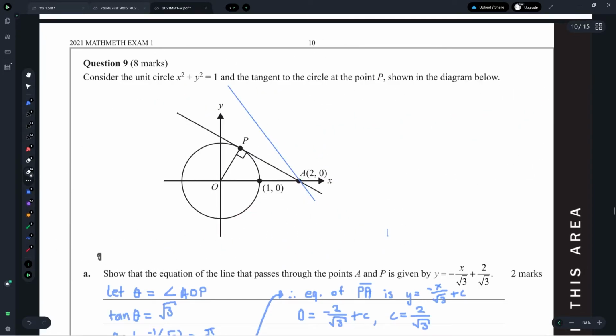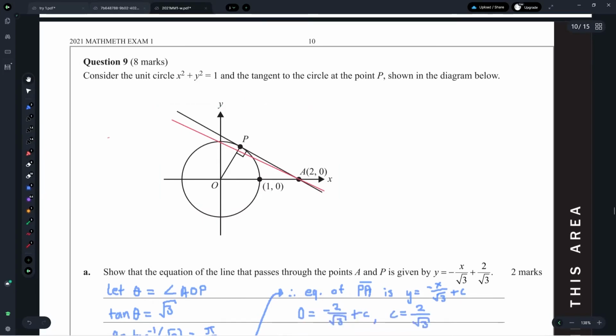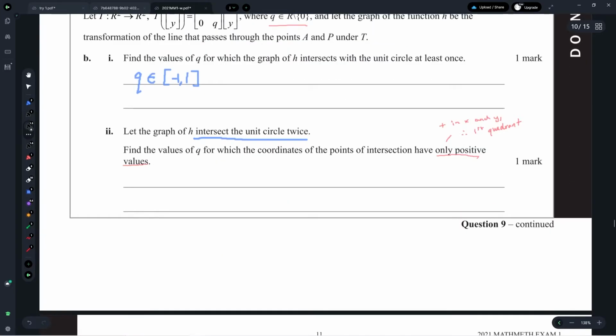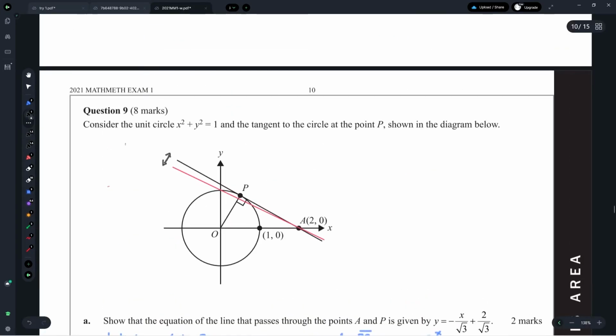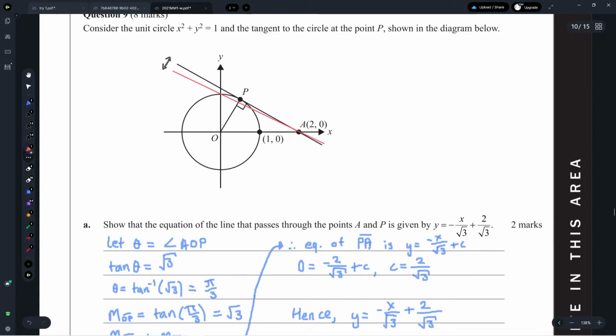Okay, so for question B(ii), we are trying to find a new line h of x, and we want h of x to intersect this circle twice, but we want both points of intersection to only include positive values. That means the x values and the y values of the points of intersection have to be positive. That only happens in quadrant 1. Now our original line, which is this black line, intersects only once, and that happens at q equals 1. So q equals 1 is an upper bound, but it's not included. So it's going to be a round bracket.